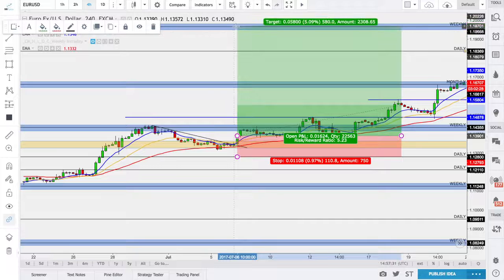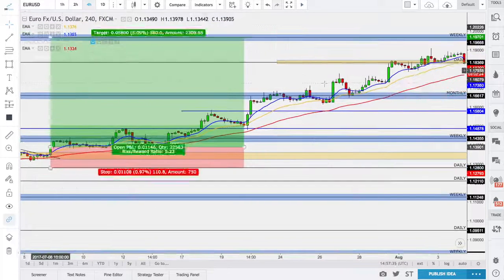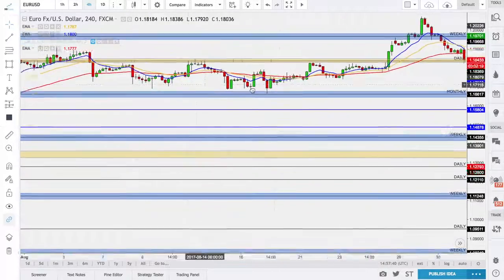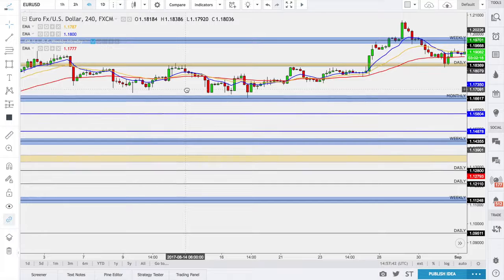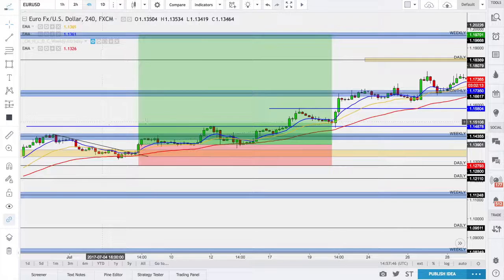After such a long consolidation, price usually rockets to the next key level of resistance, which it didn't quite get to, or it did in fact. So you were in that trade for about a month and a bit. So there's that trade.